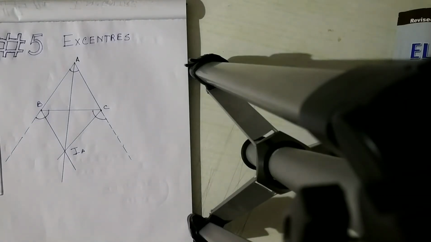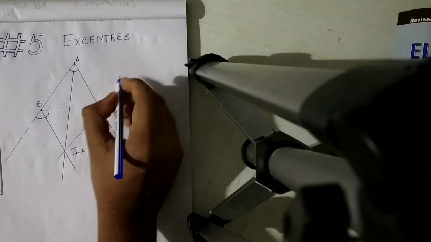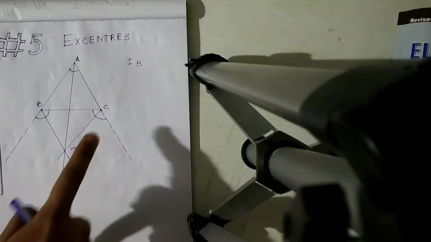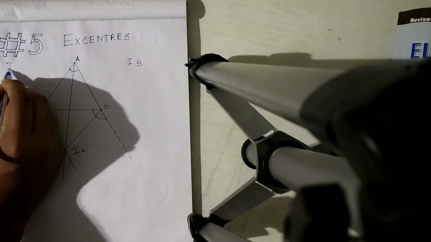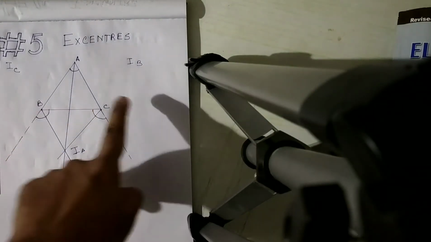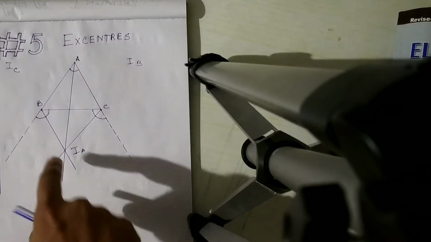Now I would recommend finding out excenters using geometry, not using formula. As you can see, if we take B as stationary, there will be another excenter which will be IB. And again, if we take C as stationary, there will be another excenter which will be IC. Around here IC, around here IB, around here IA. And these are all angle bisectors.